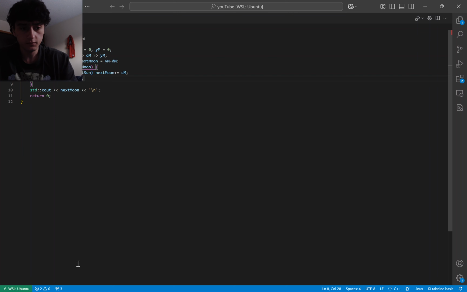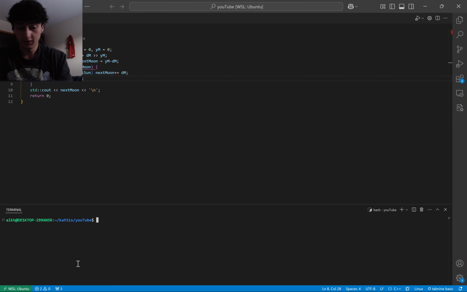Anyhow, this might work. I have no clue. This is my workflow, to be honest. So we're going to compile this using G++. This is WSL for Ubuntu, which I guess I could do a tutorial for one day. My setup is very good. G++, sun and moon, dash o to name the executable. I'm just going to name it sun and moon.